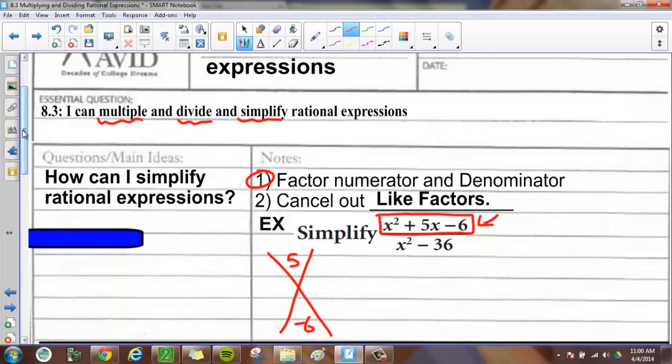And you ask yourself, what times what is negative 6 and adds to 5? In this situation, it's 1 and 6, but one of them has to be negative. Which one is it? Oh, it's the negative 1. I'll write that right here. So we have x minus 1, and then x plus 6. And then we need to factor the bottom.